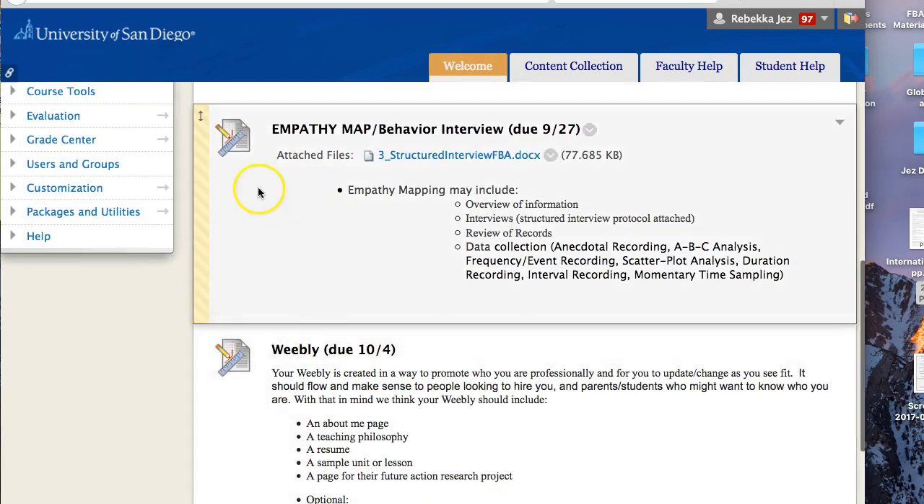The other assignment is the empathy mapping or the behavior interview. And for all of you, you're doing the FBA like we talked about in class. So yours is going to be a little bit more in depth. You don't have to do that simple visual that Mindy gave. Instead, we're going to start pulling together information. So some of the information that you may include is just overview information. So who this student is and why you chose them.